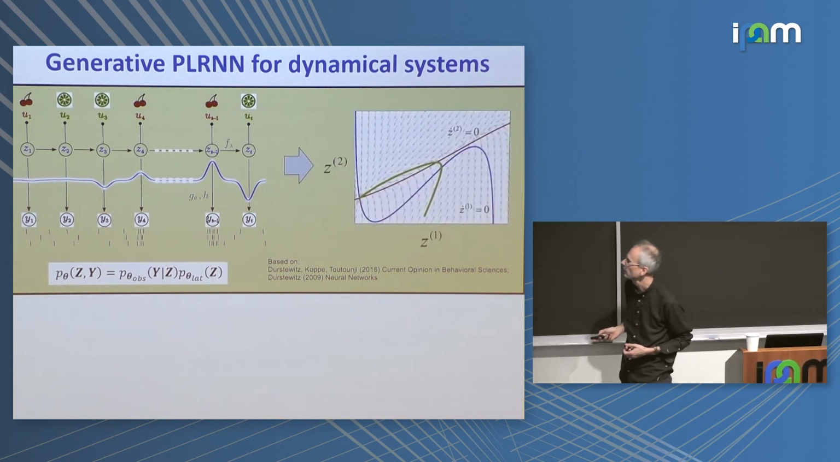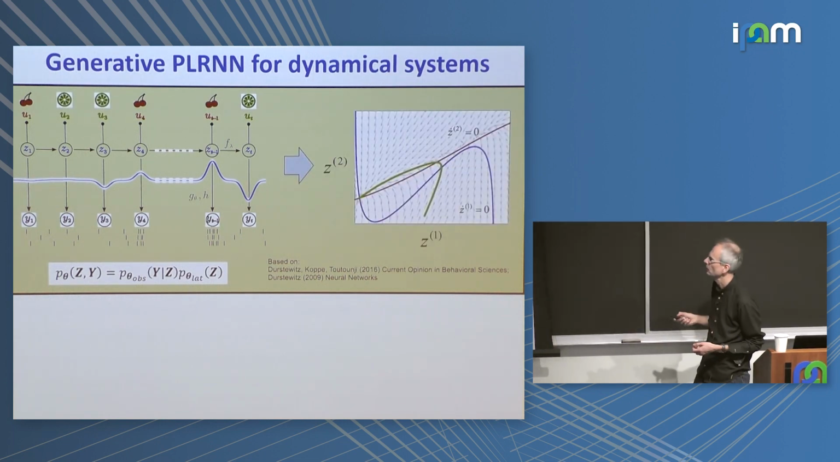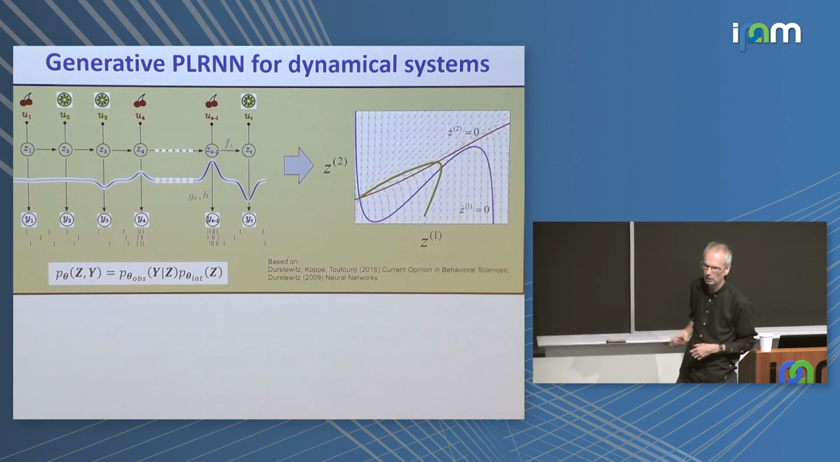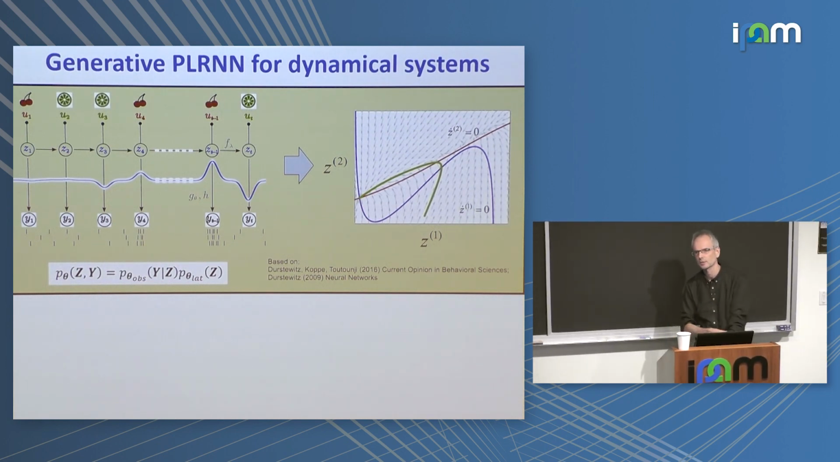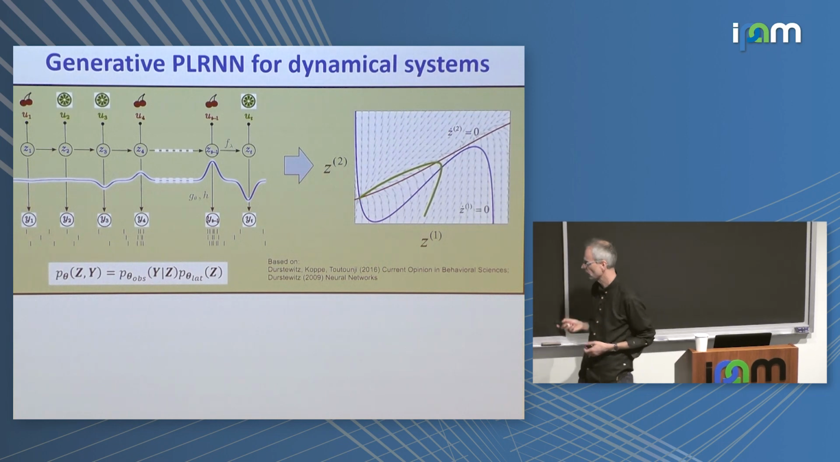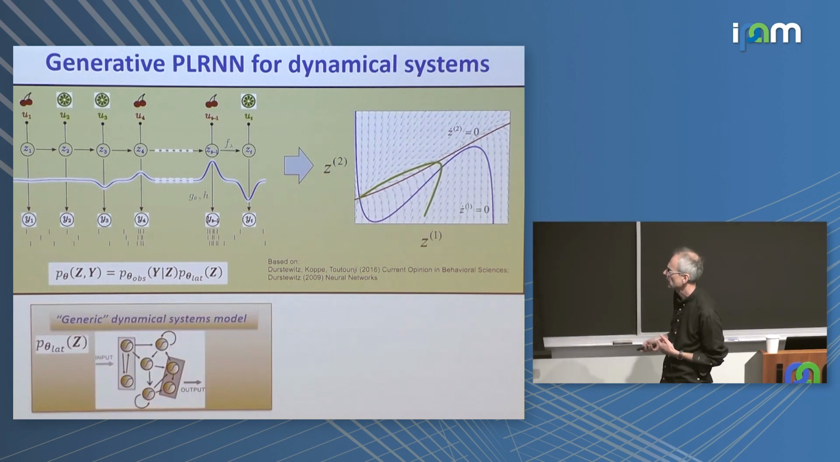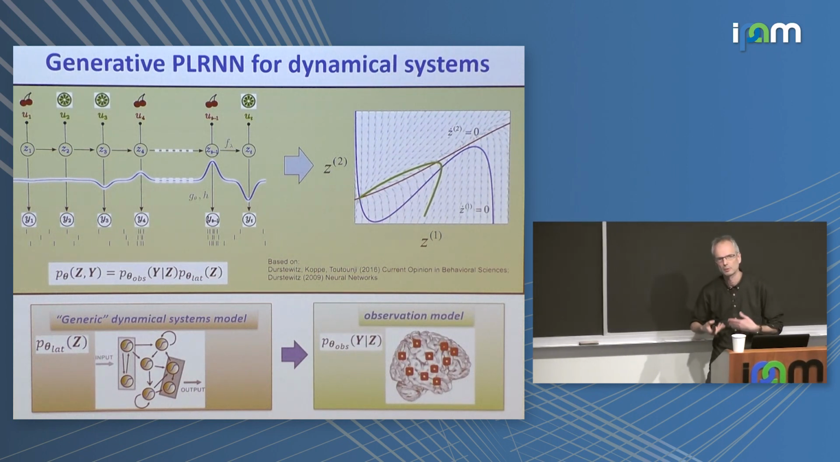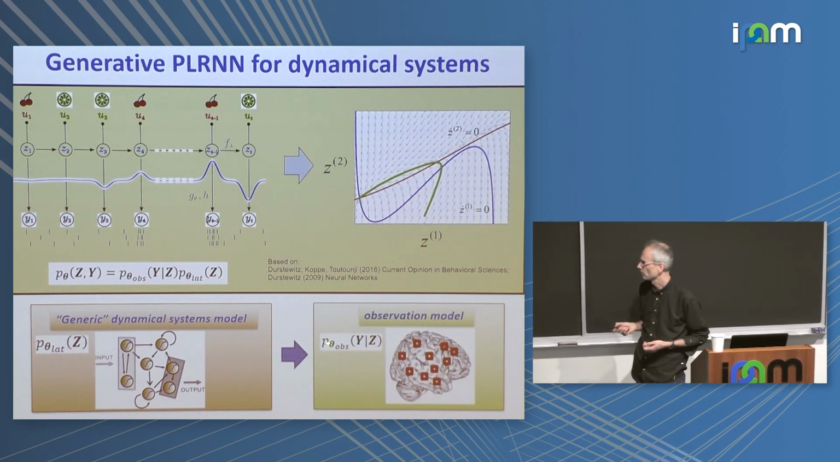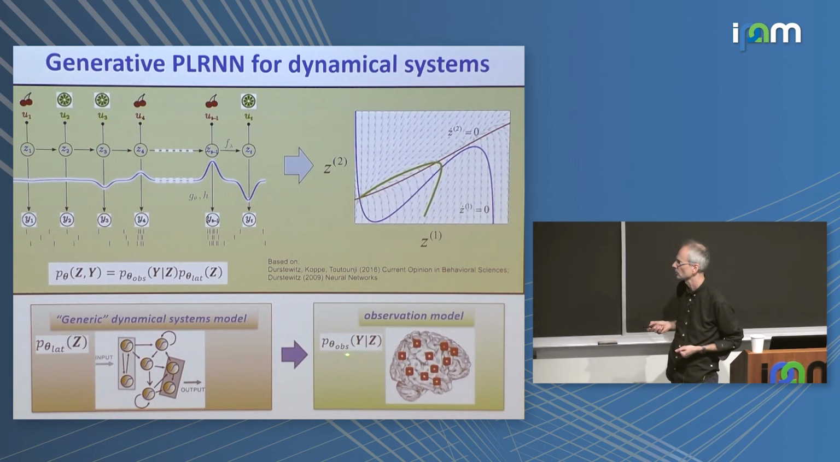And at the end of the day, what we want to get at is nice pictures like this. So once we train the system on empirical data, we want to retrieve the full flow field and its attractor objects, and we want to have that ready for analysis, basically. So that's the basic idea or setting. And as you can see here, this factorizes in these two parts. The one part is our generic dynamical systems model, our latent model, the piecewise-linear recurrent neural network in our case. And then we can couple that to different observation models. And by observation model, I mean the conditional probability of my observations Y given my latent state Z.